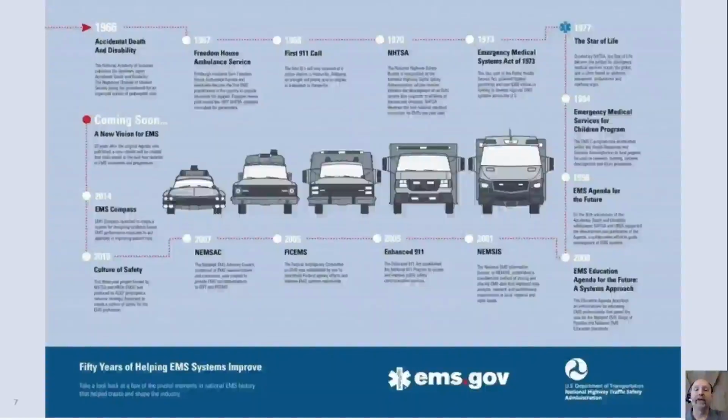Modern EMS evolved from the 1966 National Academy of Sciences study titled Accidental Death and Disability, the Neglected Disease of Modern Society. This document is more commonly referred to as the White Paper. This report revealed the inadequacy of pre-hospital emergency care and transportation in many areas across the country. Subsequent federal legislation standardized training requirements and introduced the term emergency medical technician.